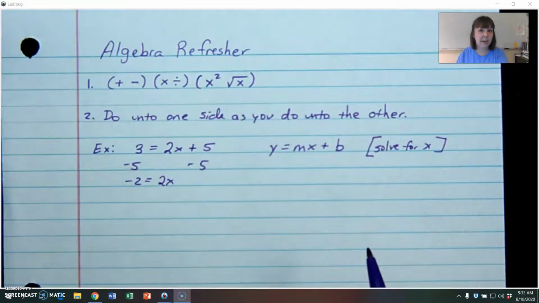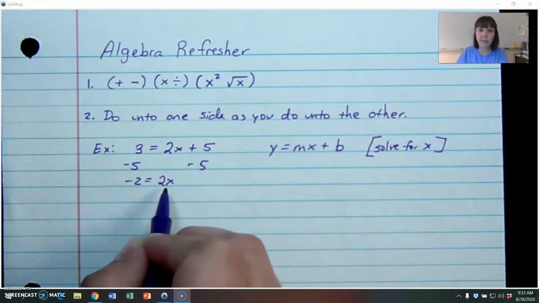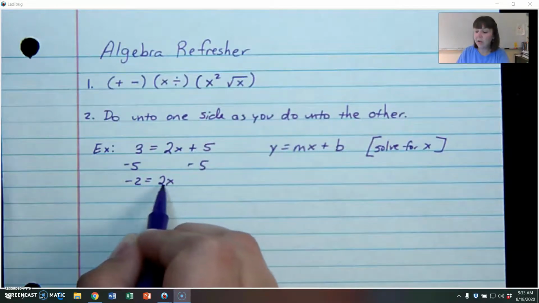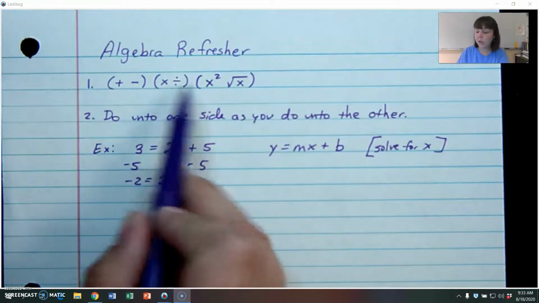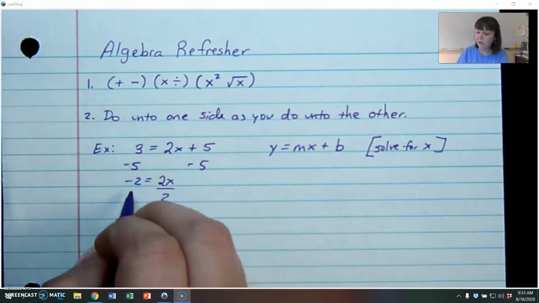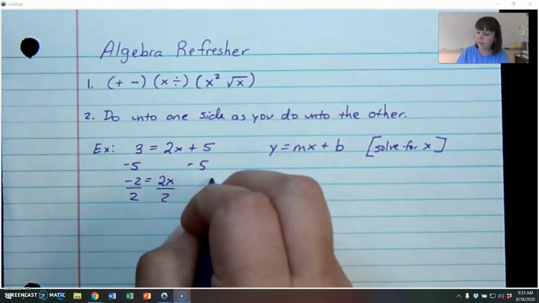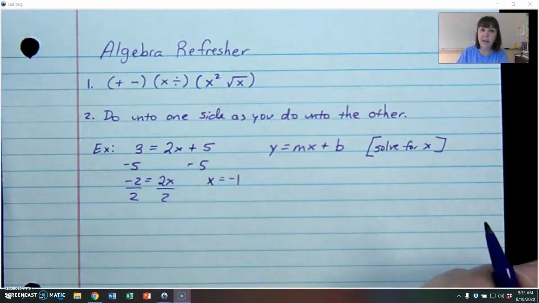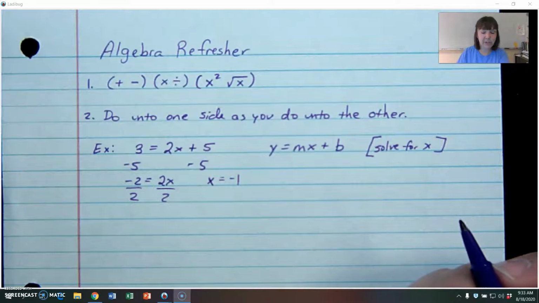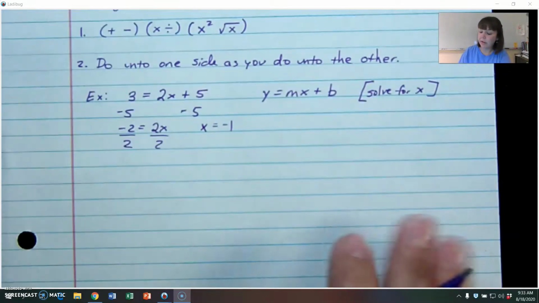Now, we're not quite done yet. We still need to get rid of this other 2 that's married to this x. And they are currently married by multiplication. So to undo a multiply, you have to divide. It's divide by 2, and do to one as you do to the other. So x, in this case, is equal to -1. Okay, now this again, very easy example to get you started because I know you've just had summer and your brain is fried.